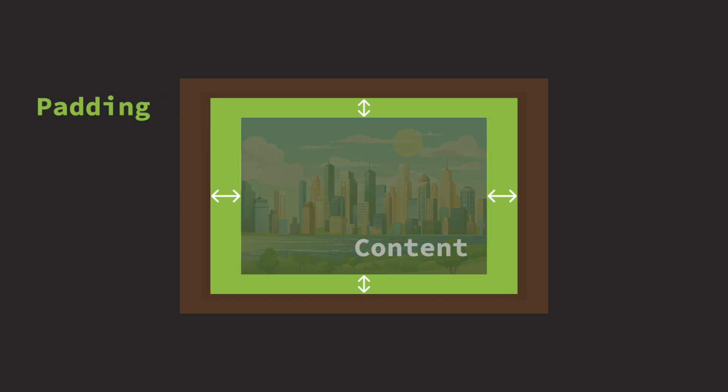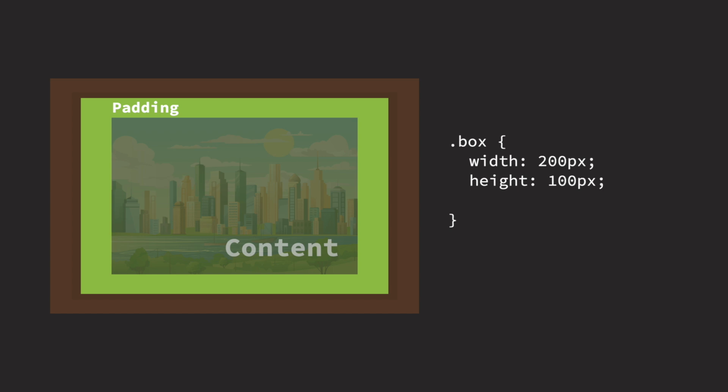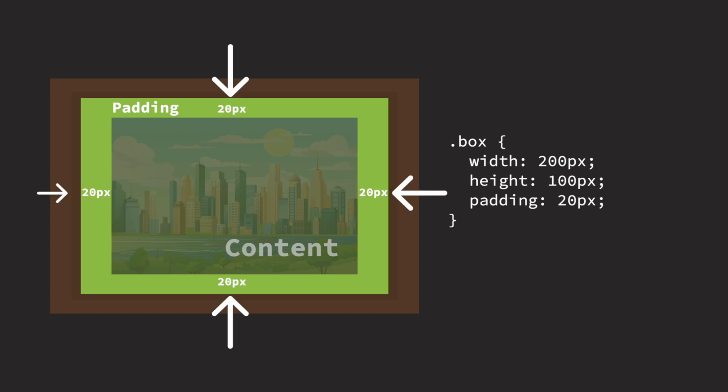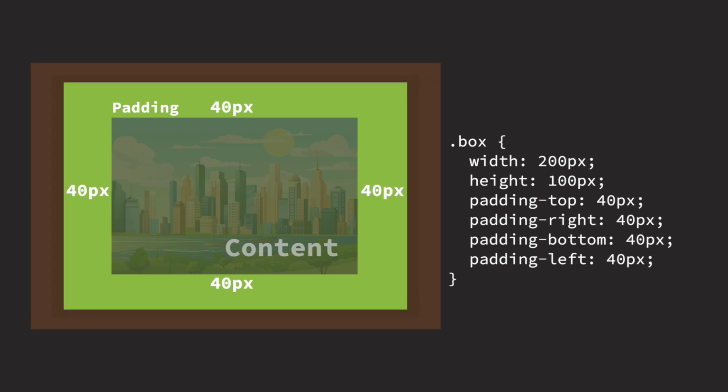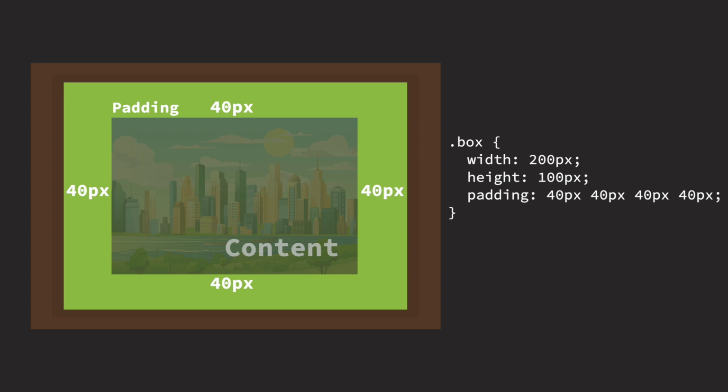Padding is the space between the content and the border. You can adjust padding using the padding property. It can be set for all 4 sides simultaneously or individually for the top, right, bottom, and left sides. You can also use the padding property as a shorthand for top, right, bottom, and left.